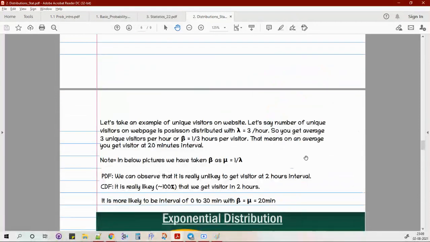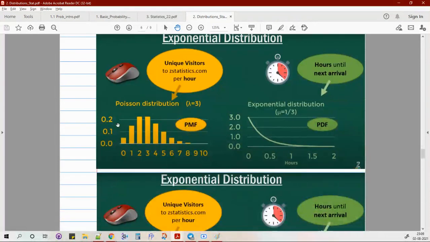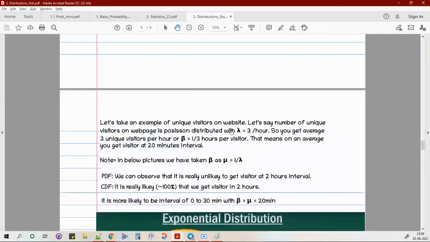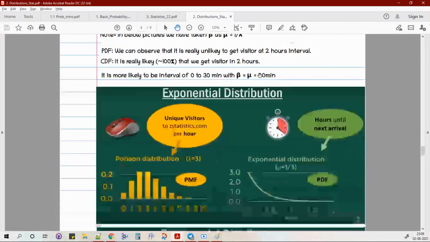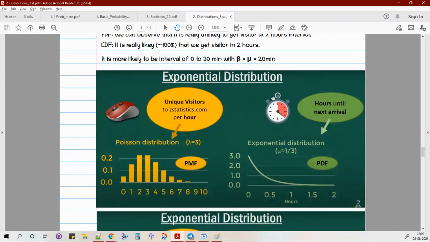Let's take one example of internet traffic and try to see how we can relate Poisson versus exponential distribution. So let's take an example where lambda is 3 per hour, and this is an example for internet traffic on a particular website, right? I have taken this from Z statistics video. So this is nothing but lambda equal to 3. That means per hour you are getting 3 unique visitors, not recurring. If I am going every day there, this is one unique visitor, right? So lambda equal to 3, that is 3 per hour.